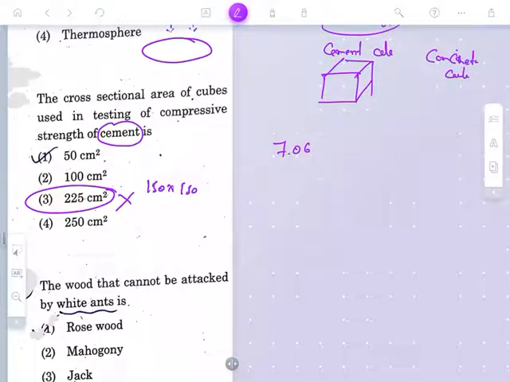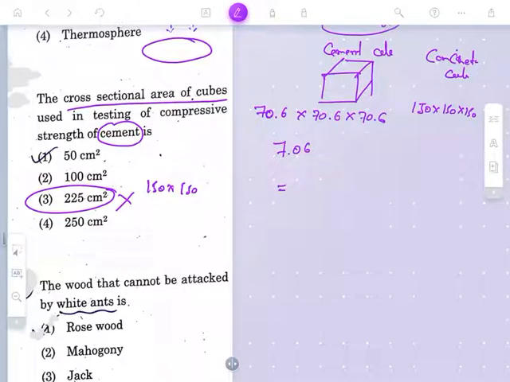Okay, cement cubes are not concrete cubes. Concrete cubes are 150 mm by 150 mm by 150 mm, but in the case of cement cubes it is 70.6 by 70.6 by 70.6. This is the standard dimension. With respect to this, they are asking us the compressive strength of the cement, which is based on the cross-sectional area of the cube.